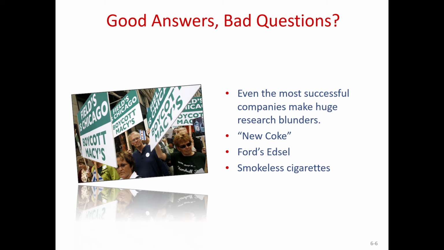Good answers, bad questions. It's amazing, but sometimes even the most successful companies make huge research blunders, and these mistakes often are based on a misunderstanding of exactly what the brand and/or the product means to the consumer. Some of the famous or infamous examples include the production of smokeless cigarettes, Ford's introduction of the Edsel in the 1950s, and one of the most infamous, Coca-Cola introducing the new Coke as a replacement for regular old Coke. Volumes have been written about all these episodes, but then you wonder, how did these great companies do such an apparently dumb thing?